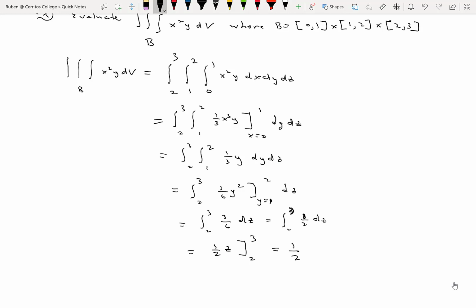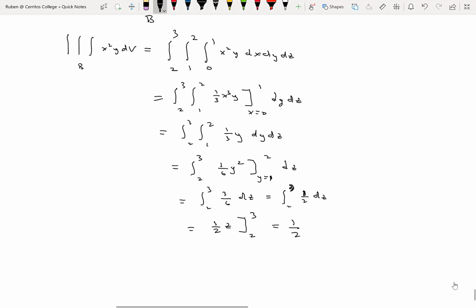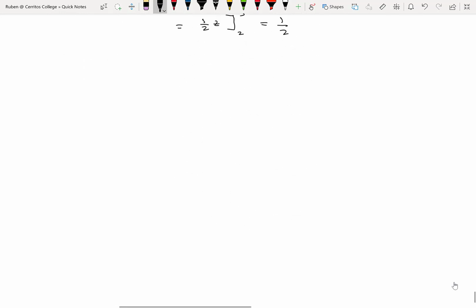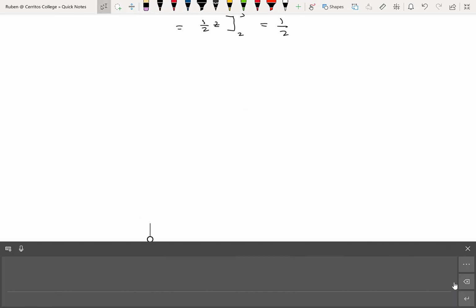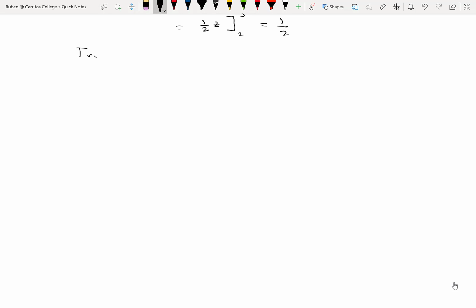So let's look at more general regions than a box B. Let's consider triple integrals over more general regions.